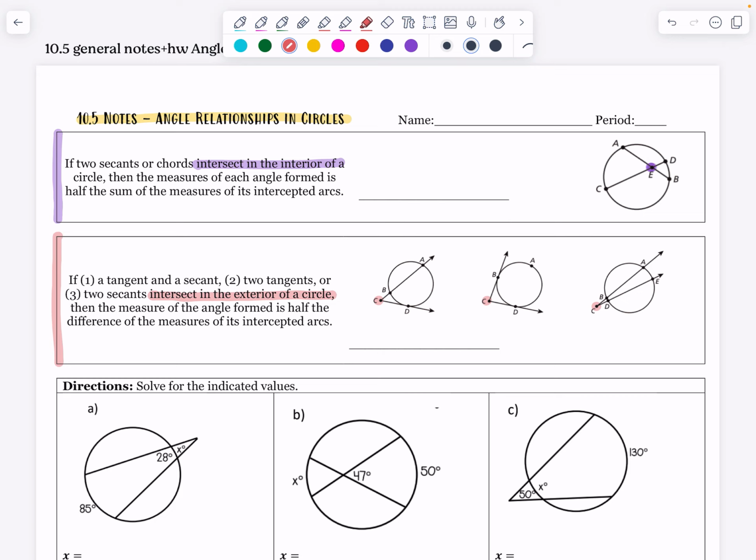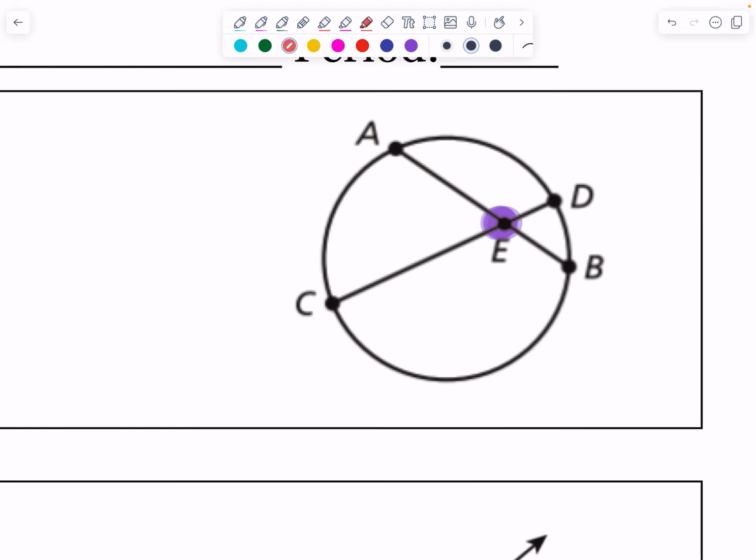If two secants or chords, meaning that we know that a secant touches a circle, it's a line that touches the circle twice, and then a chord has both endpoints on the circle. So if you have two secants or two chords intersecting on the interior of a circle, then the measure of each of those angles formed is going to be half the sum of the measures of its intercepted arcs. So let's color code this and make this a little bit easier.